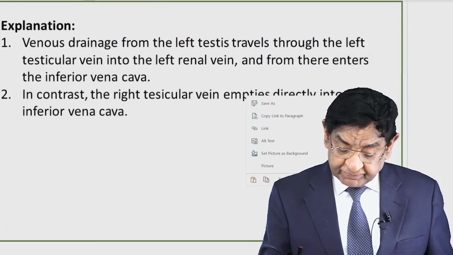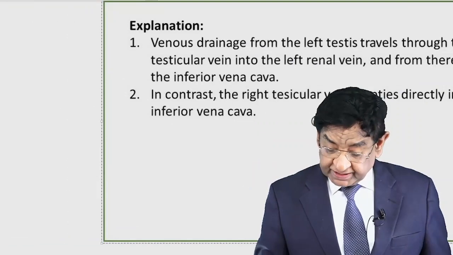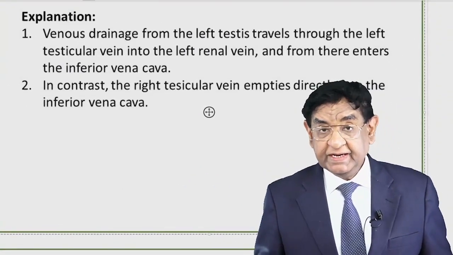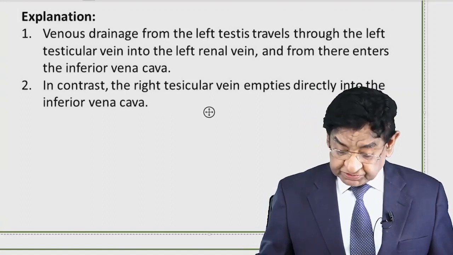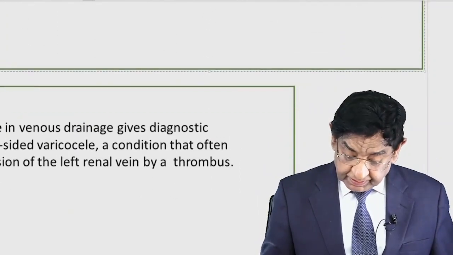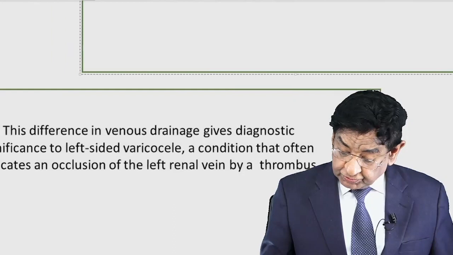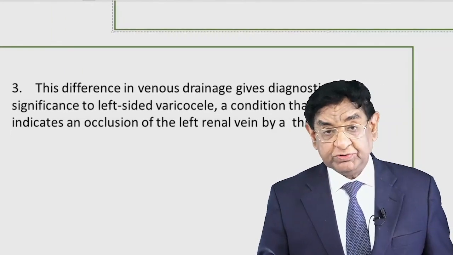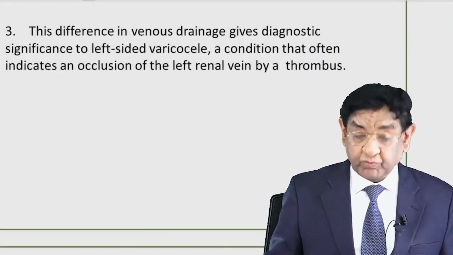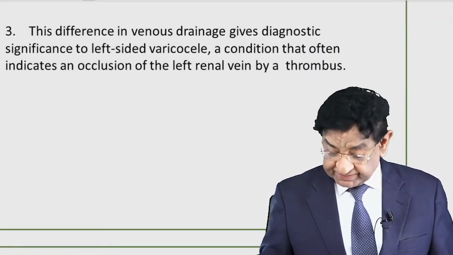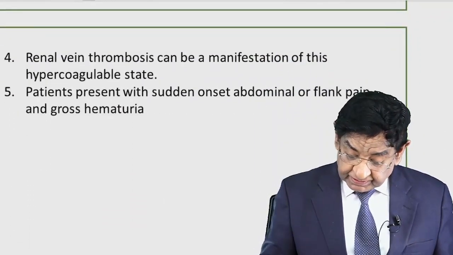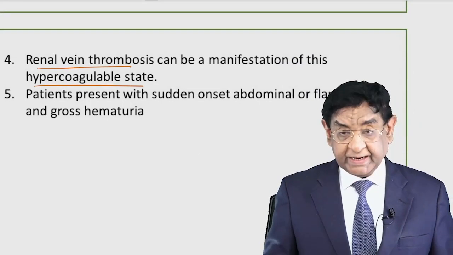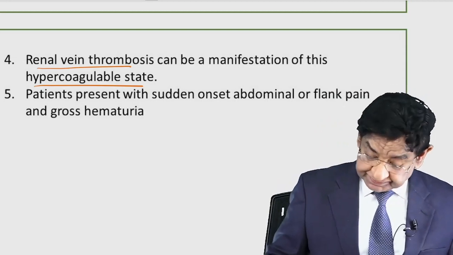So again, same as I mentioned to you regarding the testicular vein: the left testicular vein goes to the left renal vein, and that leads to left-sided varicocele. This difference in venous drainage also explains why varicocele is common on the left side, right? And renal vein thrombosis is a manifestation of a hypercoagulable state.